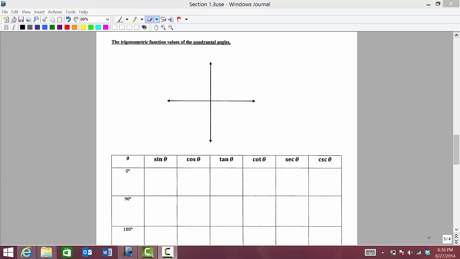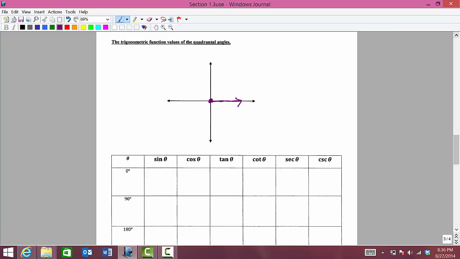Now we will find the trig function values of specific angles. Here we will look first at the quadrantal angles. Quadrantal angles are angles in standard position whose terminal side lays on an axis.